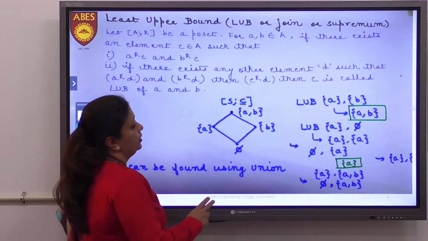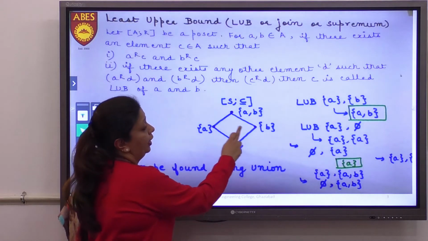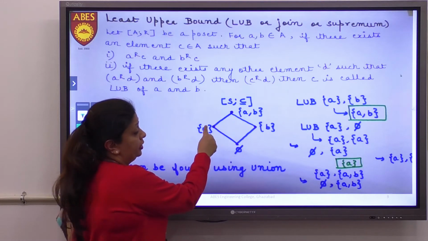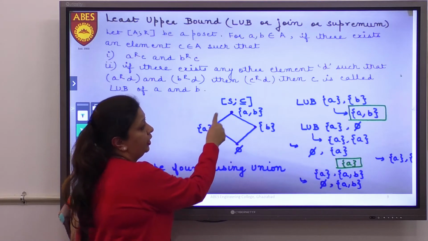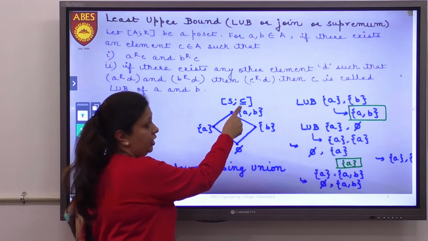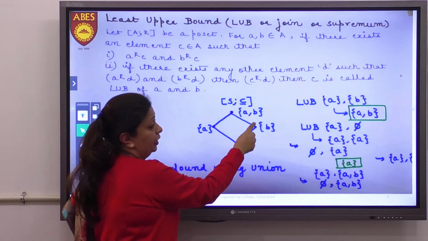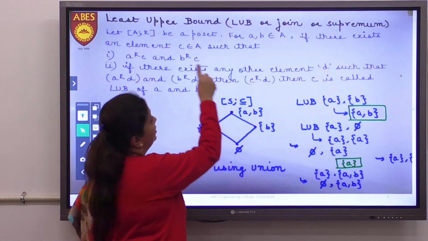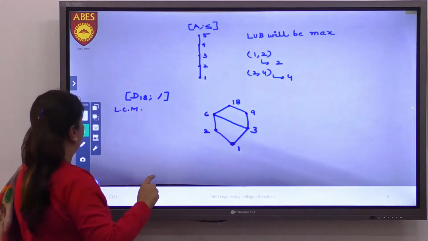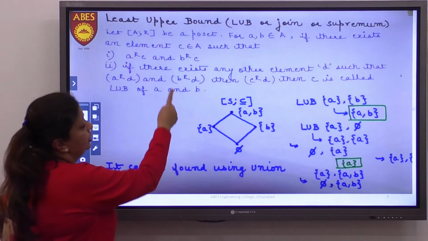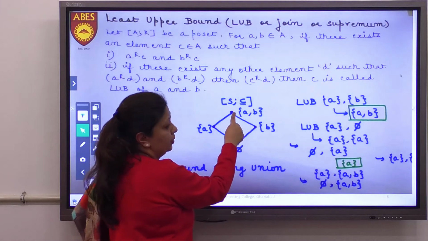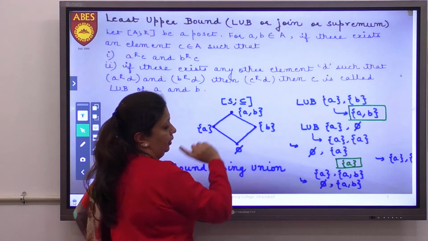So let's take the example of a and b. Here a is related with c, where c can be the element {a, b}. Then b is also related with ab. So this becomes your c. That is condition 1, and from condition 1 we can say that c is going to be your least upper bound. So for a and b, the least upper bound is going to be ab.